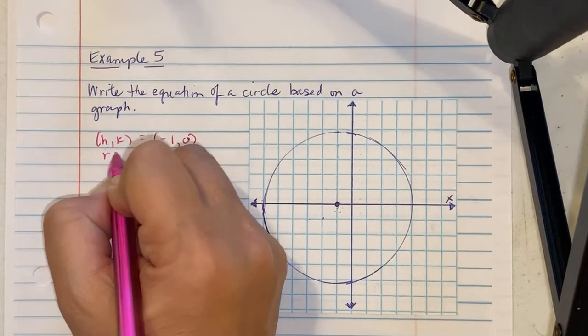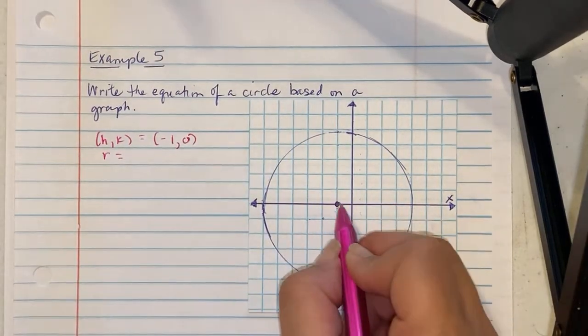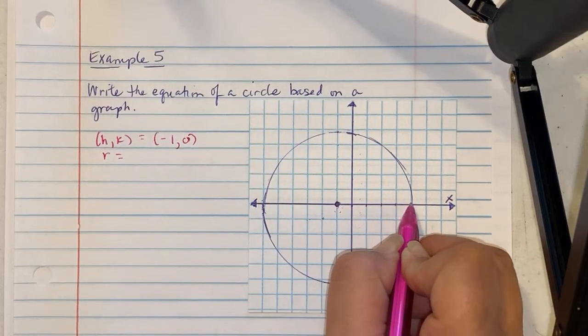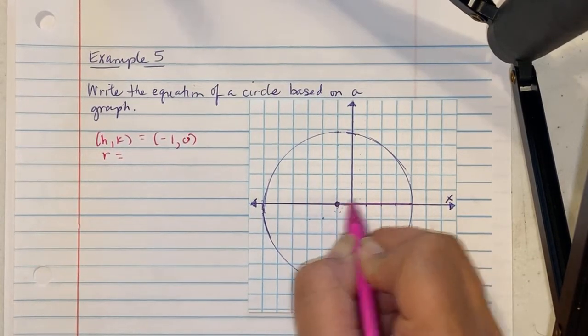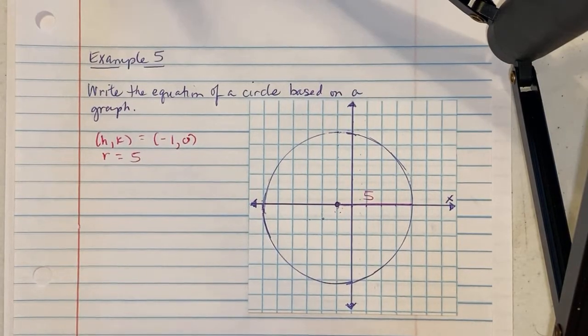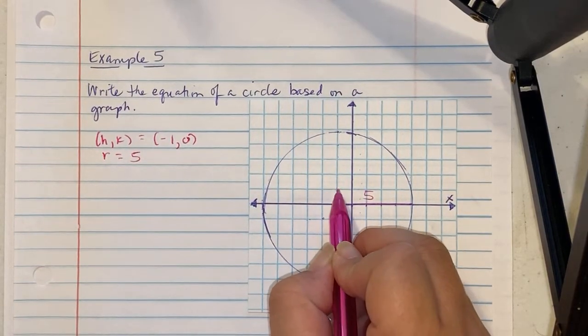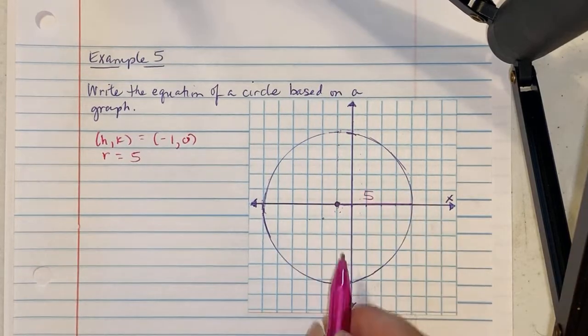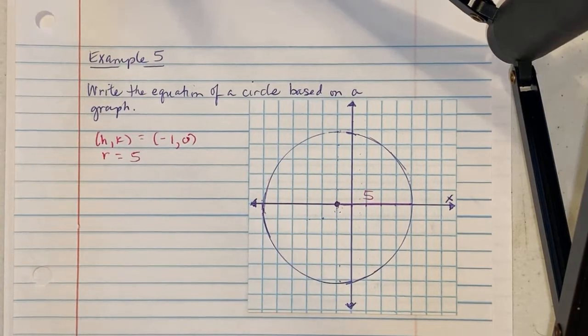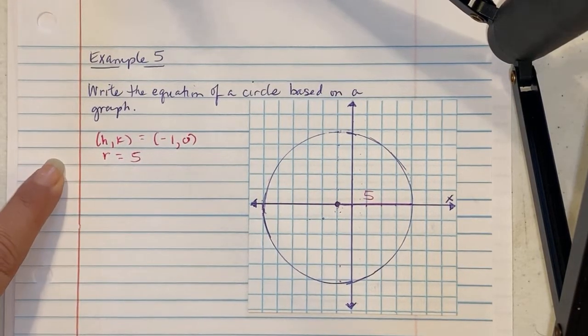And then your r value, your radius, you're going to look at your center and count till you hit the edge. So we went 1, 2, 3, 4, 5 units. We have a radius of 5. And to know if you're correct, then go 1, 2, 3, 4, 5, we're north 5. 1, 2, 3, 4, 5, we're south 5. 1, 2, 3, 4, 5, we're west 5. So we know that our (h, k) is at (-1, 0) and our r value is 5.